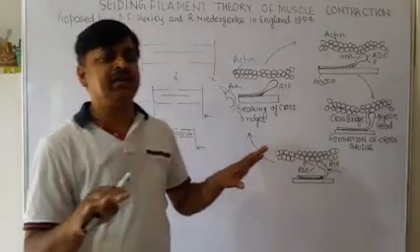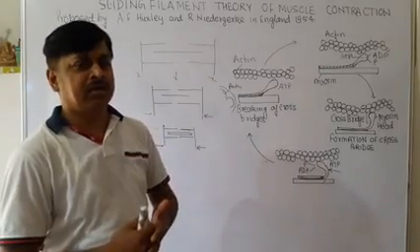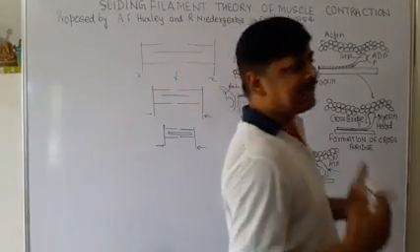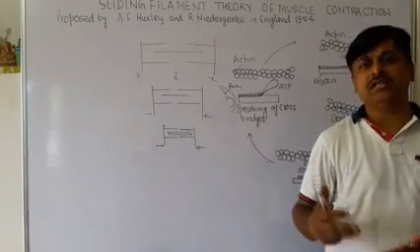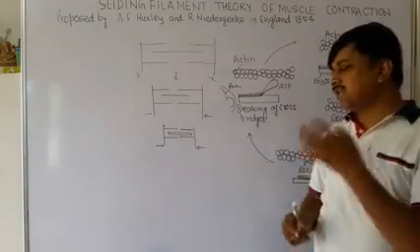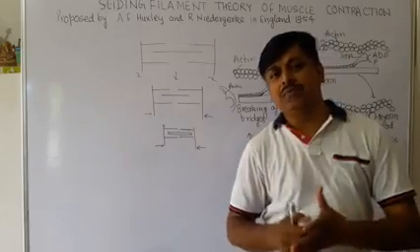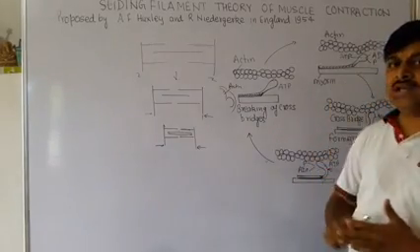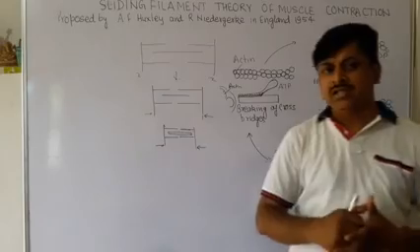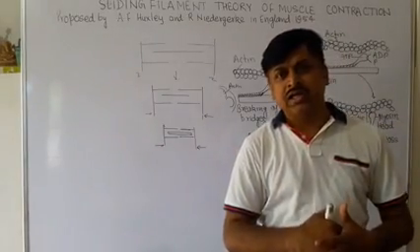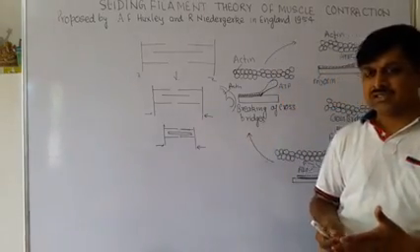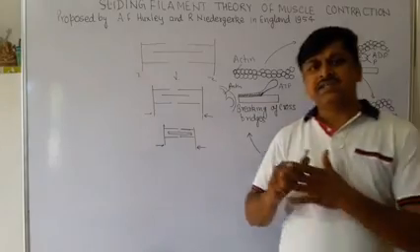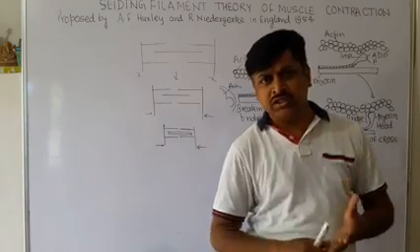Yani original scene, it comes back. Clear, student? So here you can say that the calcium ion plays a very important role. So three main steps take place at the time of muscle contraction. Clear? First of all, attachment of the myosin head, then power stroke, and then detachment. Clear, student? So I hope that you are now able to understand the sliding filament theory.